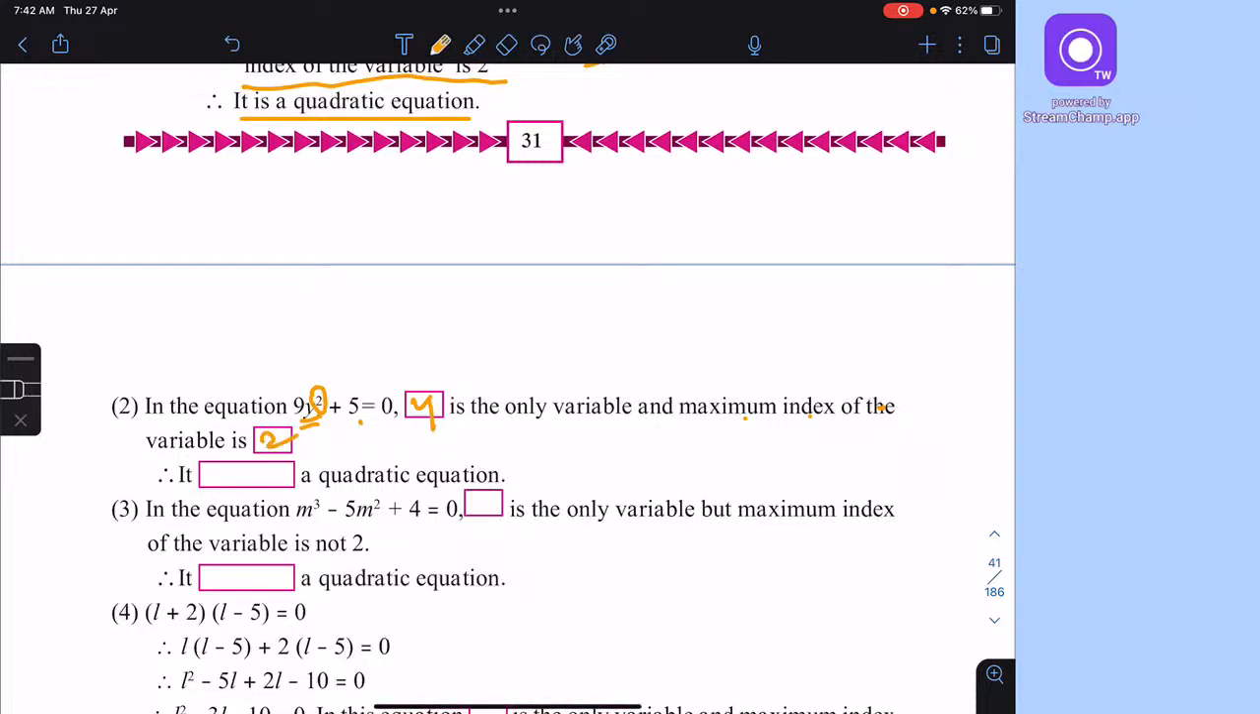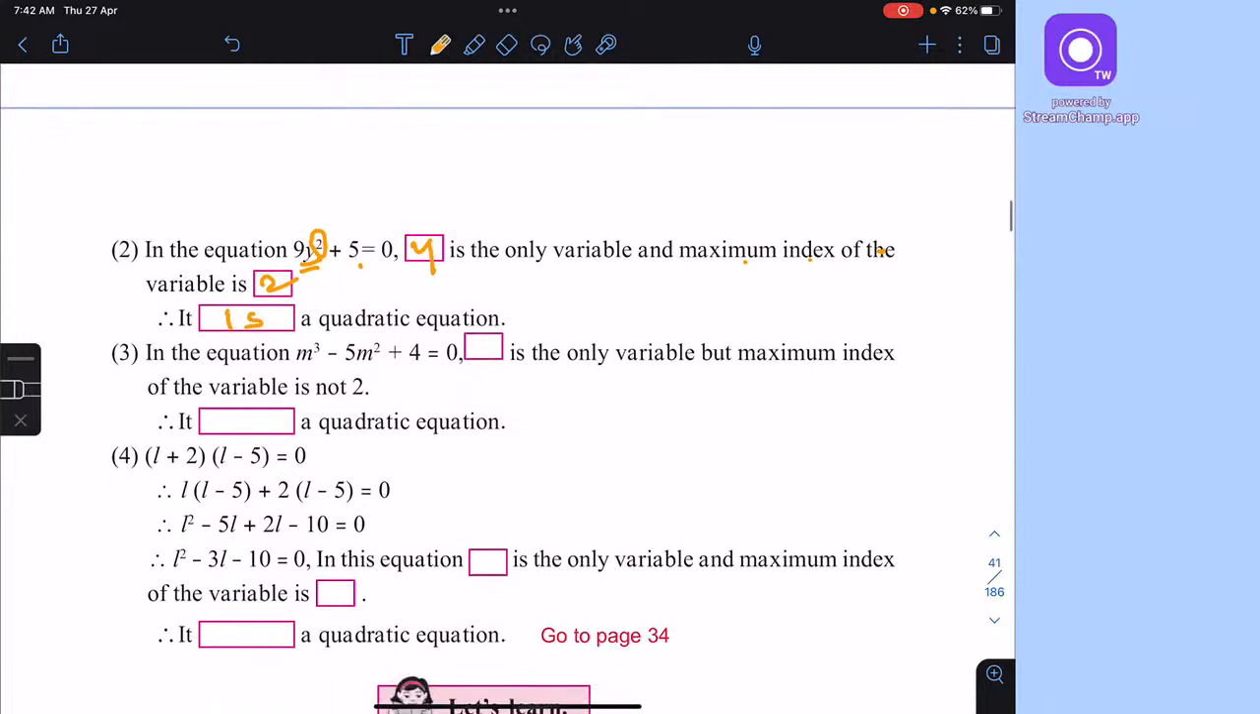And therefore it is a quadratic equation. And if you consider the equation m cube minus 5m square plus 4 equal to 0, here the variable is m. So m is the only variable. But the maximum index of the variable is not 2. It is 3. And therefore it is not a quadratic equation.